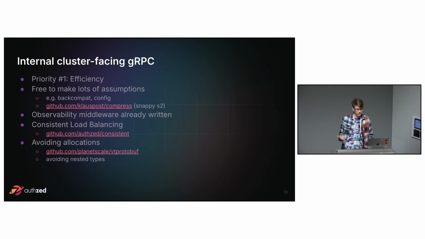The other big win here is you can't really write a performant system without observability. So by adopting gRPC, we got logging, tracing, Prometheus metrics, all that middleware came for free. So we didn't have to build any of that ourselves.